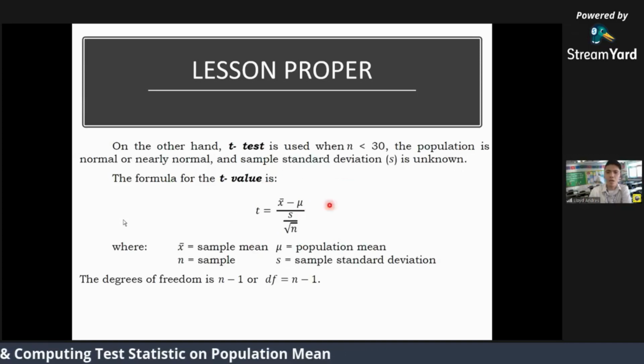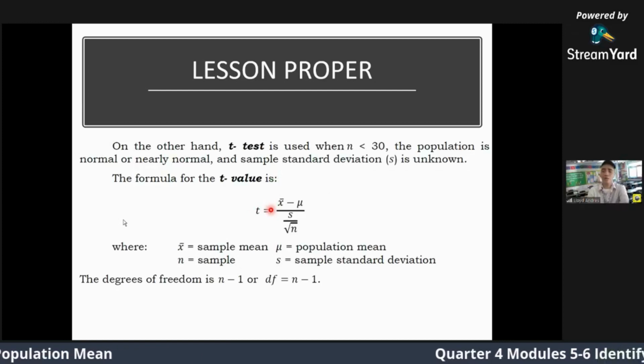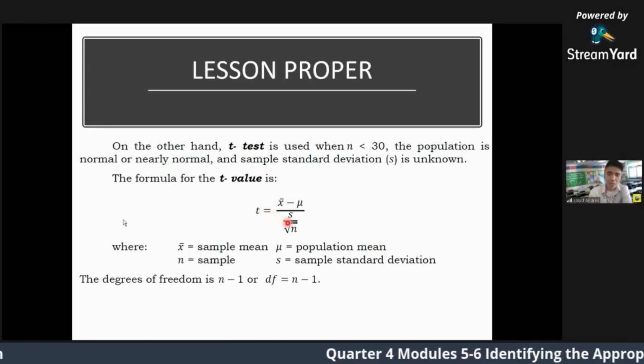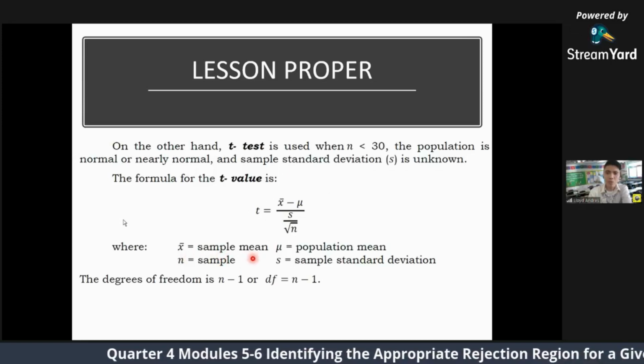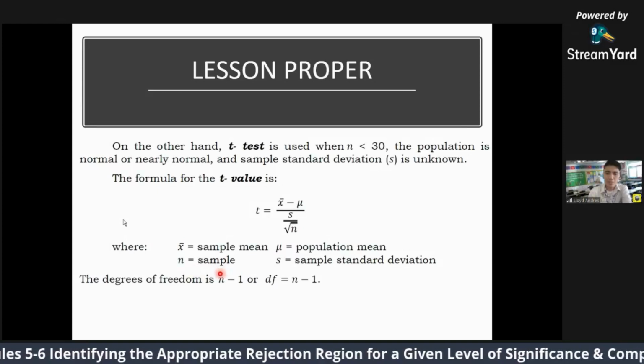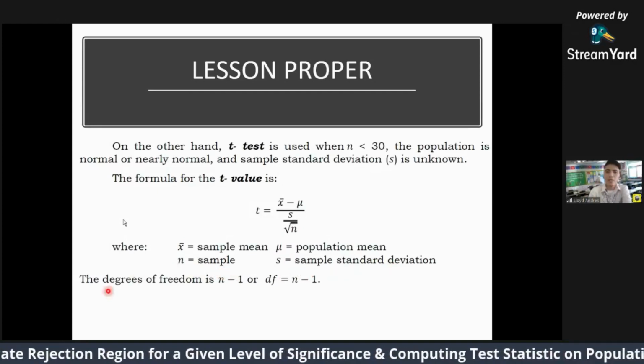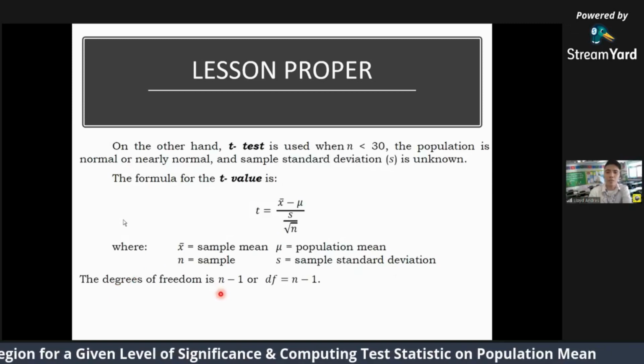Similar lang kaayo sa z-test. Ang difference lang is the s diha. Instead nga sigma, s na. X bar is the sample mean yapon. Mu is the population mean. N is the sample size. And S is the sample standard deviation. And take note that the degree of freedom is n-1.